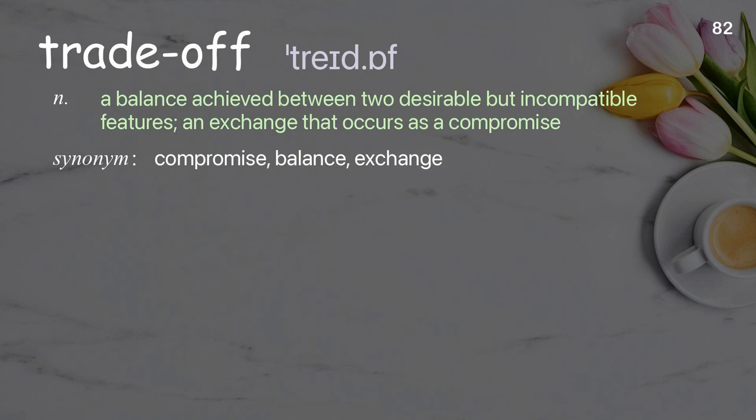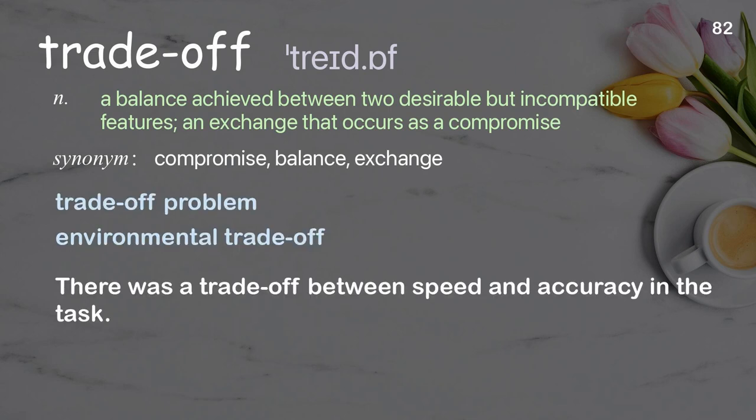Trade-off. A balance achieved between two desirable but incompatible features, an exchange that occurs as a compromise. Examples. Trade-off problem. Environmental trade-off. There was a trade-off between speed and accuracy in the task.